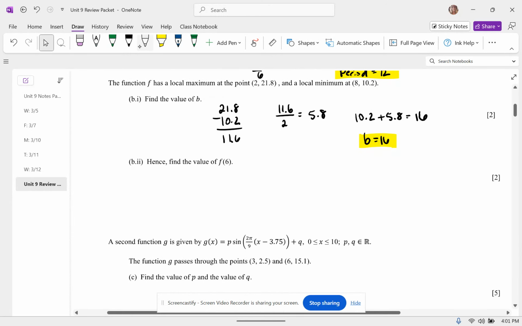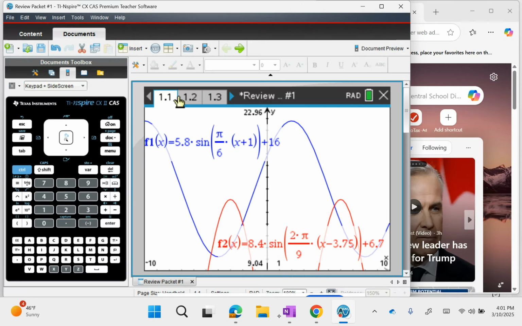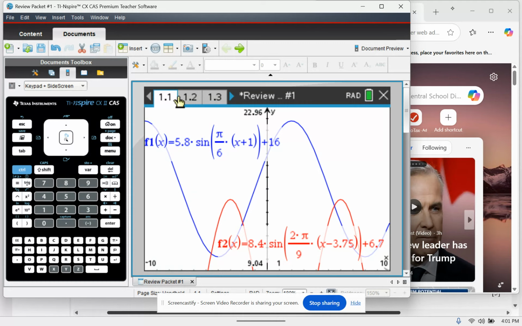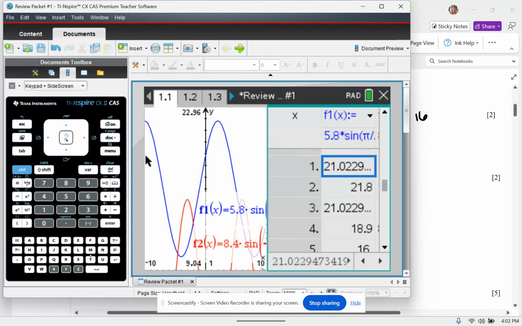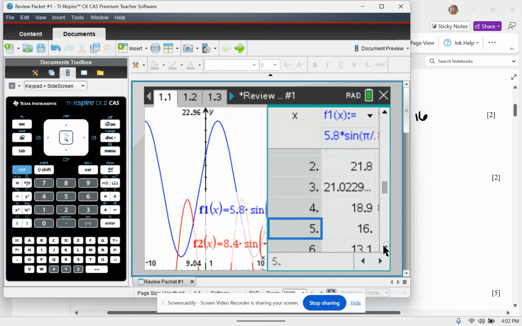Hence, find the value of f of 6. Well, now if I know that b is 16, I have the whole function, right? So I can just type the function into my calculator. I already did that for you just to make things a little faster. So I've got it here on the blue graph, right? So I can just go to Control T. I'm in the blue graph, and 13.1.